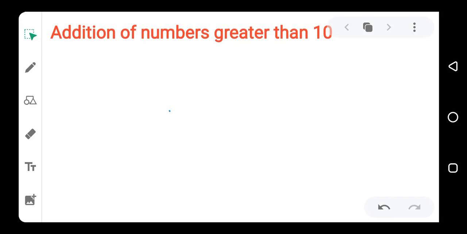Okay, today we want to study addition of numbers greater than 10. Numbers that are more than 10. How do we add them together? We are going to learn how to add them together using hundreds, tens, and units. Now, since our numbers are just within tens, we are going to be using tens and units only. So let's start.